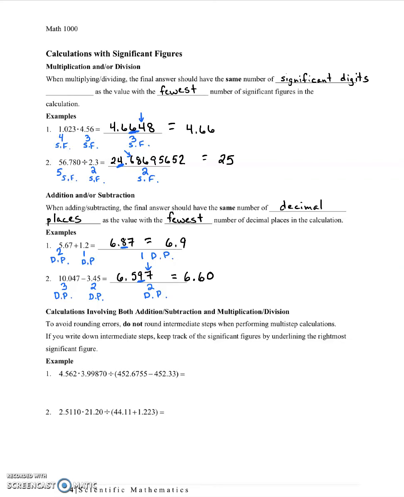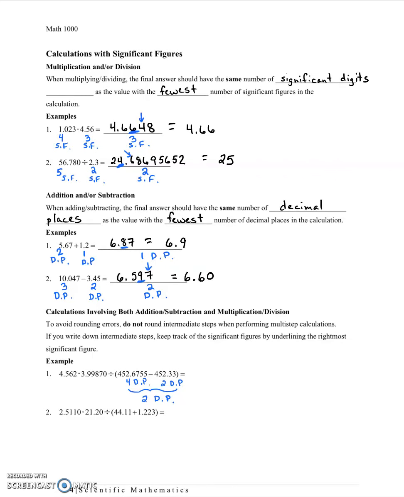So let's start by counting everything. So we have to follow the order of operations, which I know we haven't fully talked about yet, or maybe we did a little, but just to remind you, we do things in parentheses first. So let's do that subtraction first. This one has 4 decimal places, and this one has 2 decimal places. So our answer should have 2 decimal places.